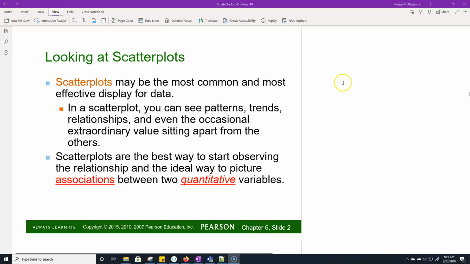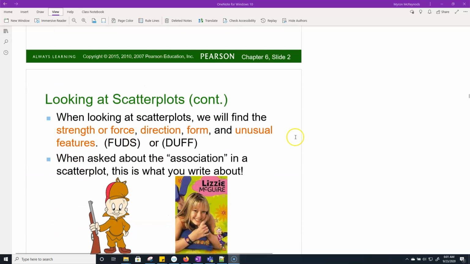And scatterplots are the best way to observe the relationship and associations between two quantitative variables. So they have to be numbers on both of them. Both of the variables you're looking at have to be numbers and they have to be quantitative.